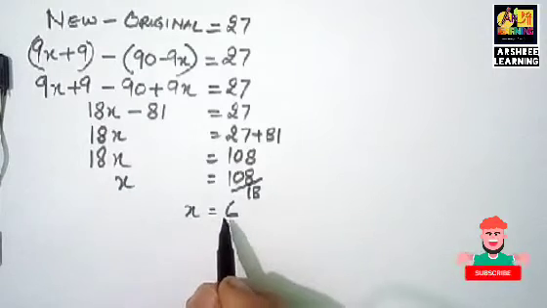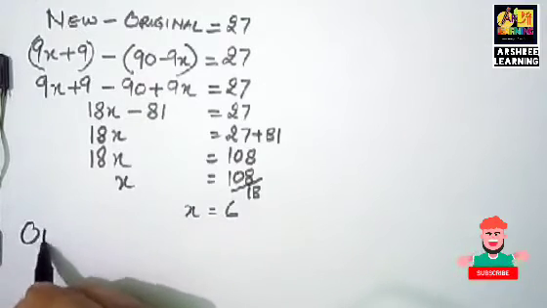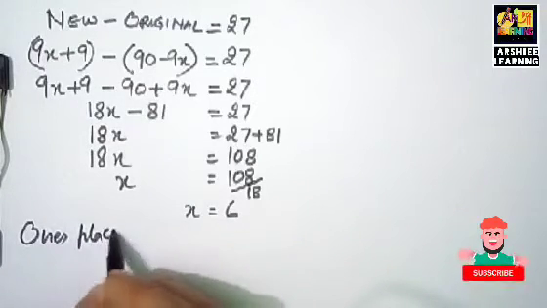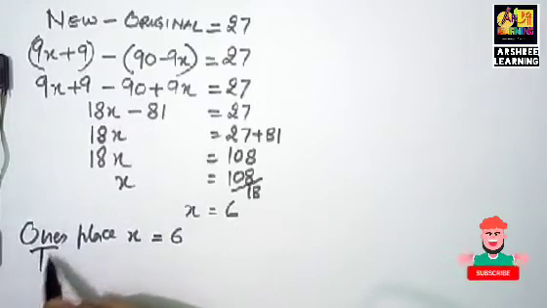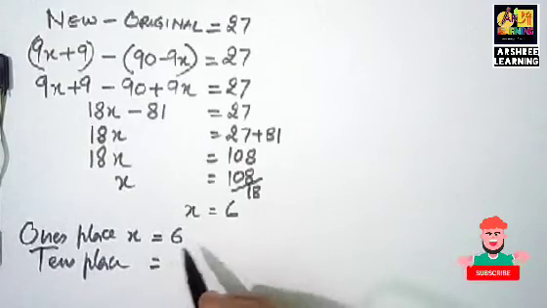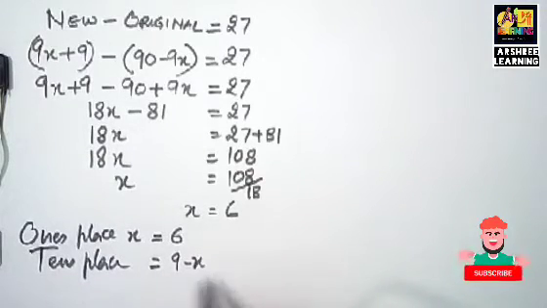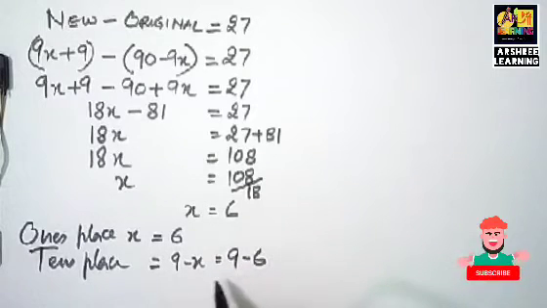In the end we get x is equal to 6, which gives us the first part which we supposed. In the beginning we had supposed the ones place is x, so the ones place is x equal to 6. The tens place was 9 minus x. 9 minus x means 9 minus 6, which gives us 3. So we get the ones place and the tens place.